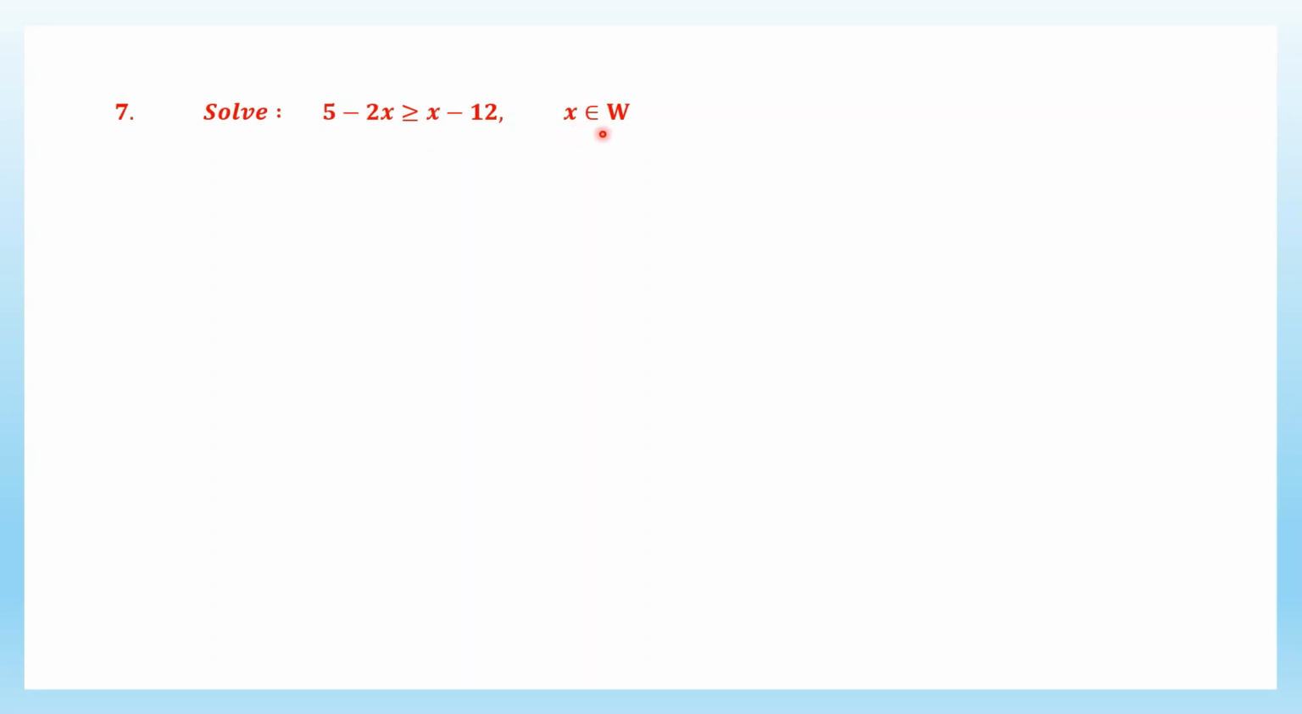This time x belongs to whole numbers. So let's write down a few whole numbers. Whole numbers are numbers that start from 0. So 0, 1, 2, 3, 4, 5 and so on. Now let's solve for x here. 5 minus 2x is greater than or equal to x minus 12.